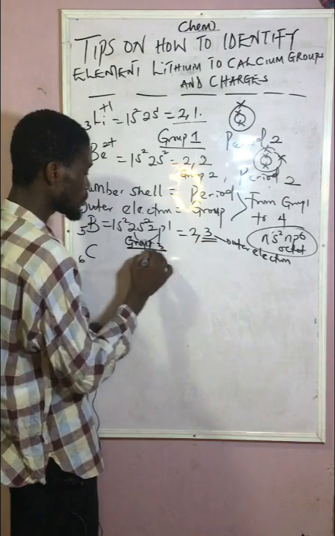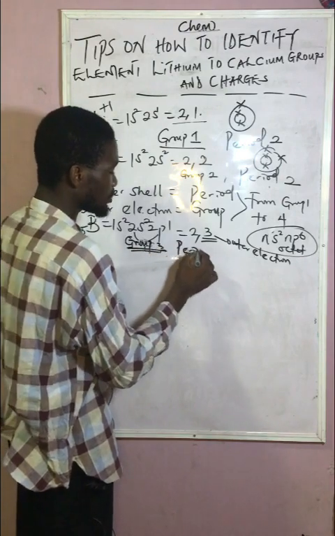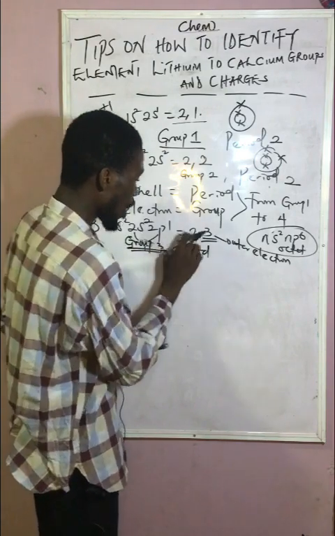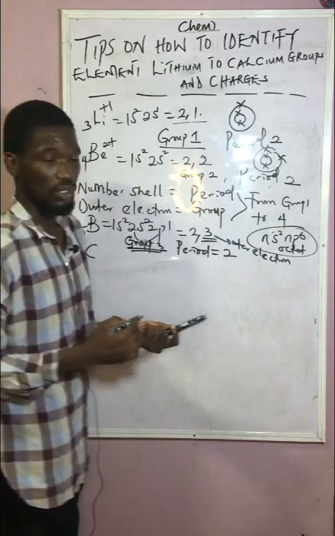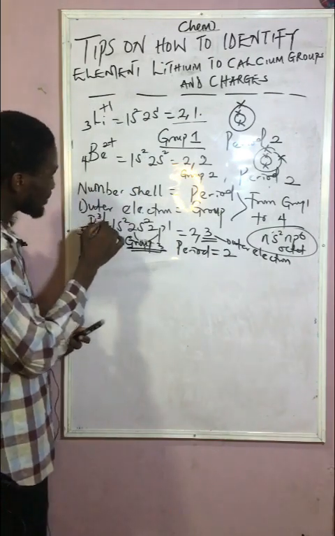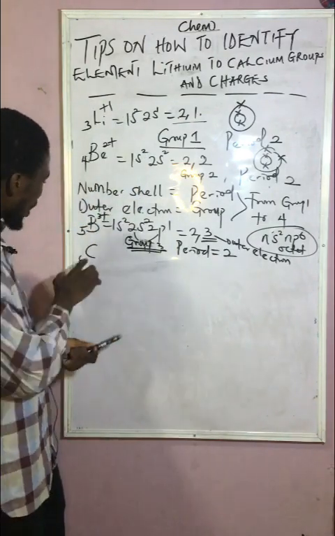So our boron belongs to group 3. So let's count the number of periods, the number of shells. So let's go 1, 2, period what? 2. So the charge of this is what? 3 plus.